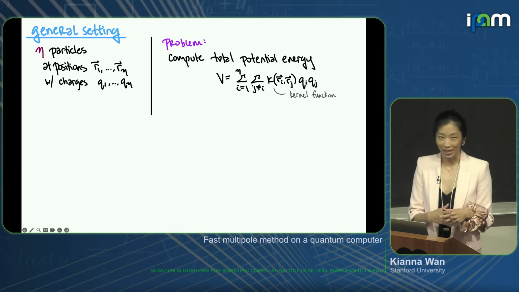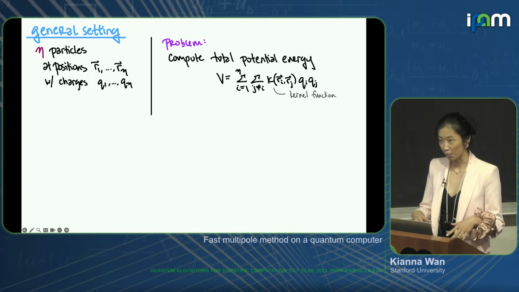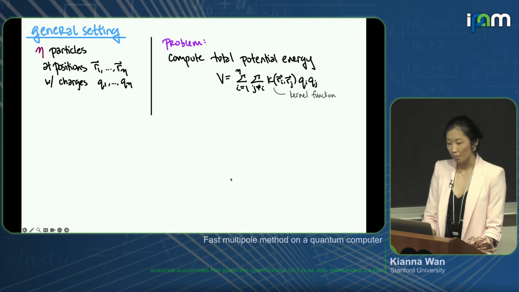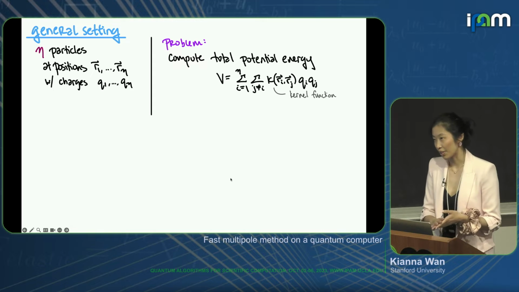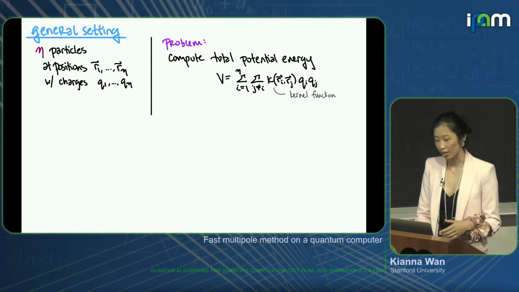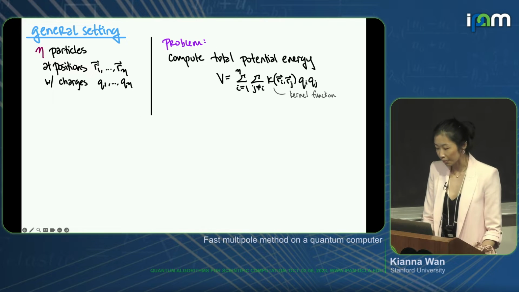Well, the fast multipole method, or FMM for short, is a classical algorithm for computing the potentials due to two-body interactions between a large number of particles. In particular, it speeds up the computation from quadratic cost, as for the naive approach, to linear in the number of particles. Okay, so let's set up the general problem more precisely.